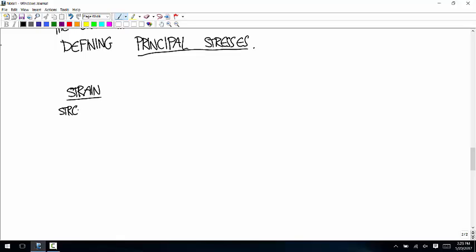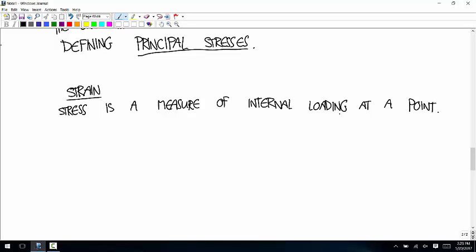So stress is a measure of internal loading at a point. This is one of those comparing, contrasting type things. So the key is stress is loading, and strain is a measure of local deformation at a point.